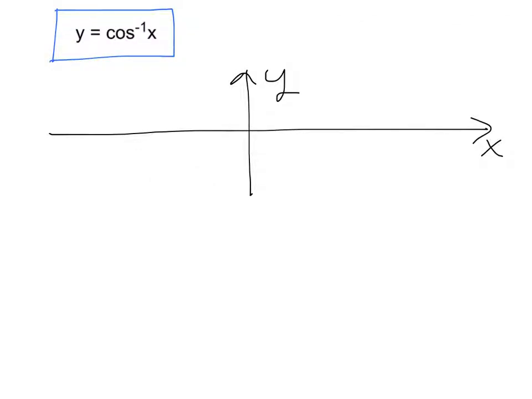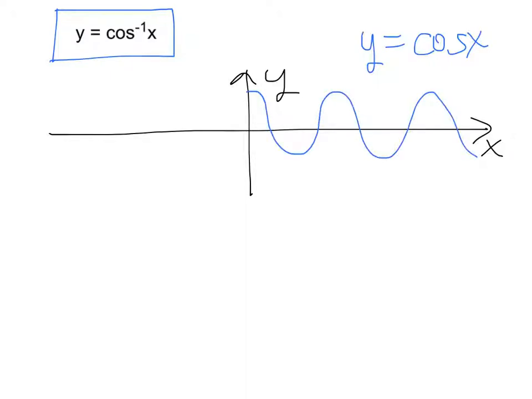Let's try to understand y equals cos inverse of x. The first thing we should do is sketch the graph of y equals cos x. Y equals cos x looks like this. This is a periodic function.